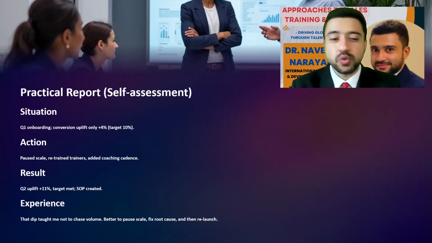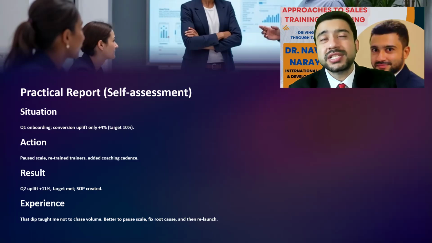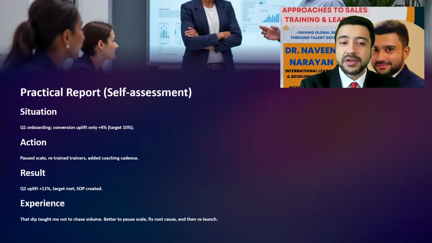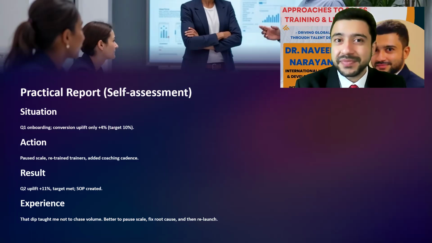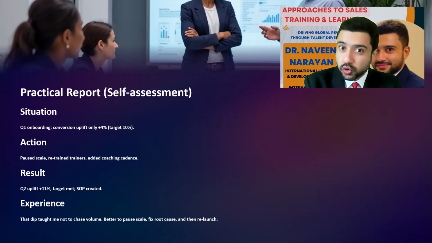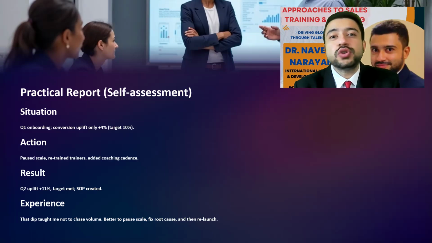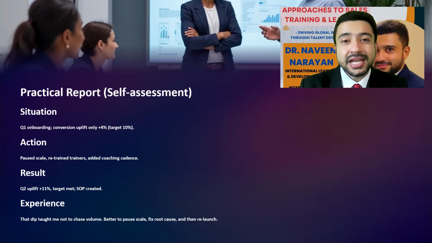We should not chase the volumes only. Sometimes we have to pause, then we have to scale, and for scaling we have to fix the roots again, and then we have to relaunch ourselves so that we can improvise very easily.